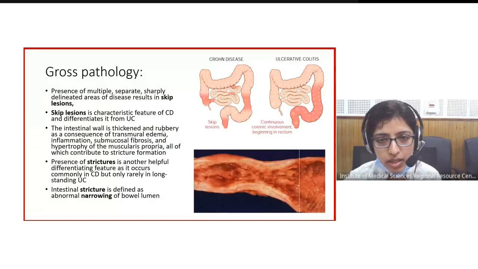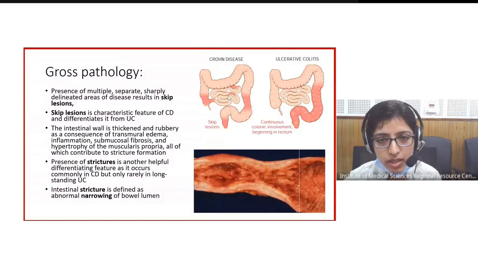All right. Now we come to the gross pathology. Gross pathology means, if we get a resection specimen, what do we see? What are the findings? Or if we do a colonoscopy, what do we see? A very characteristic feature of Crohn's disease, which also differentiates it from ulcerative colitis, is the presence of skip lesions. What do we mean by skip lesions?